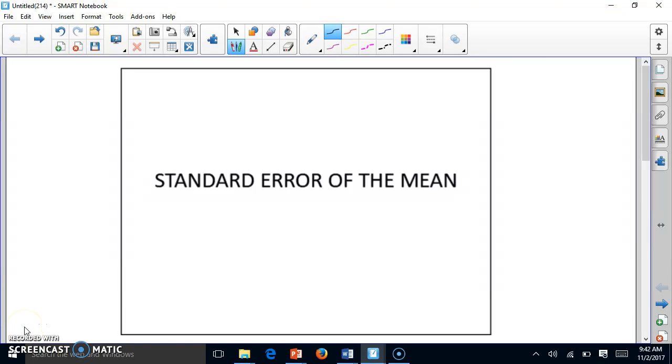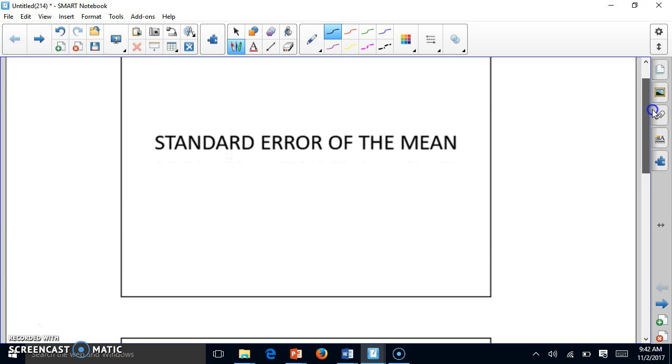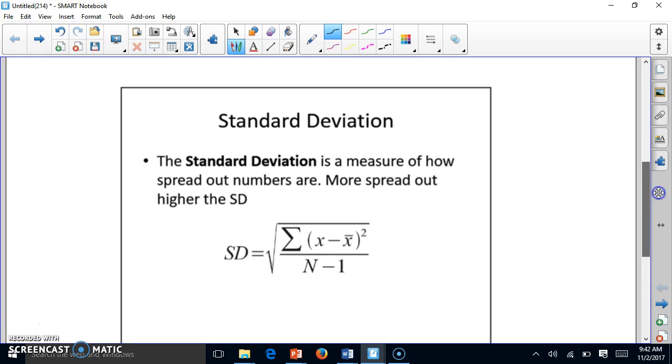Welcome to the lesson on standard error of the mean, one of the other statistical things that we need to learn in AP Biology. Before we talk about standard error of the mean, in order to calculate it, you need to know about something called standard deviation. Standard deviation is a measure of how spread out the numbers are, or how far away they are from the mean on average.